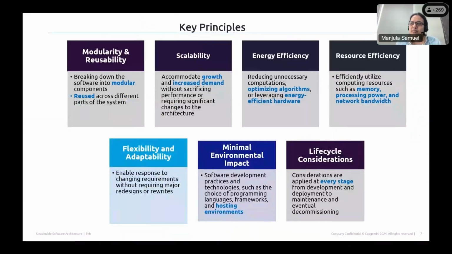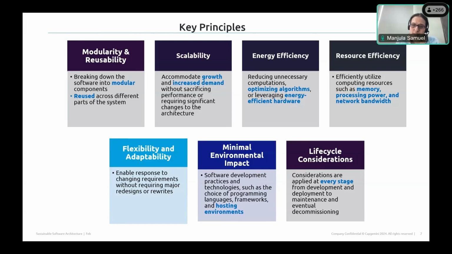The key principles, something which you are all aware of and already leveraging, start with modularity and reusability. You're breaking down your software into modular components that can be easily reused across different parts of the system or in your future project codes. This reduces redundancy, improves maintainability, and minimizes development time and resource consumption. The second is scalability. You accommodate growth and increased demand without sacrificing performance or requiring significant changes to the architecture, so you can adapt to changing requirements and usage patterns over time.